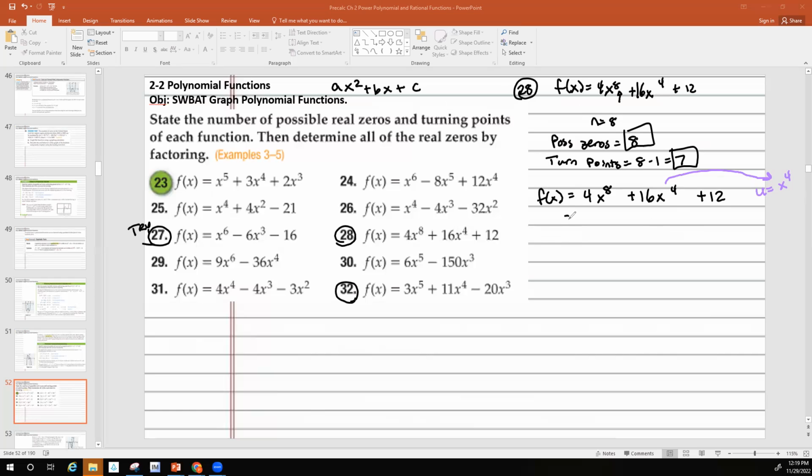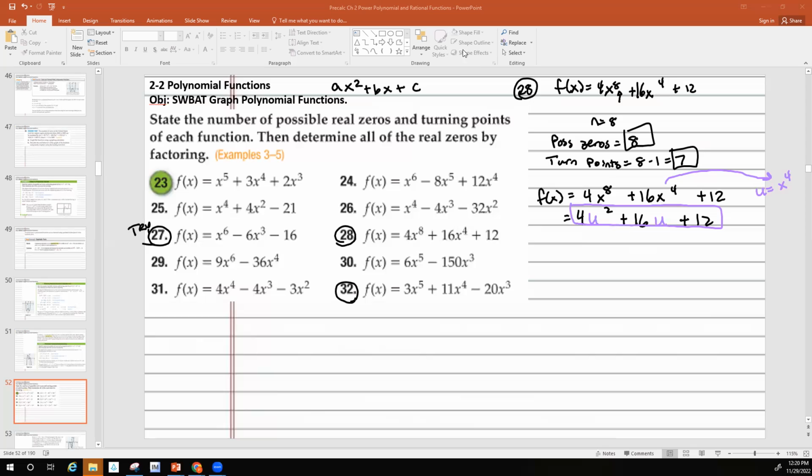So here this becomes 4u squared plus 16u plus 12. Make it look just like a quadratic. And there you go. If you're wondering, how can you do that? Because 4 times 2 is 8. Okay, so it's okay. And u is x to the 4th, right? So if you plug in that x to the 4th, you'll get the same thing. 4 times 2 is 8, and you have x to the 4th there. Okay, so just focus on this.